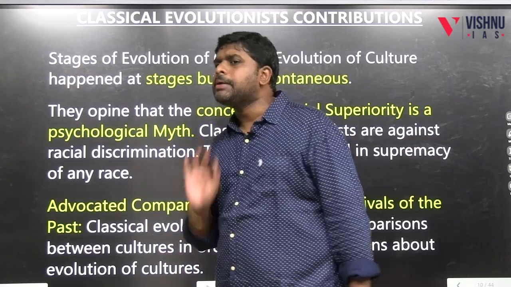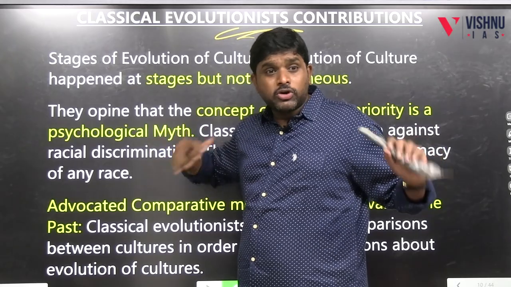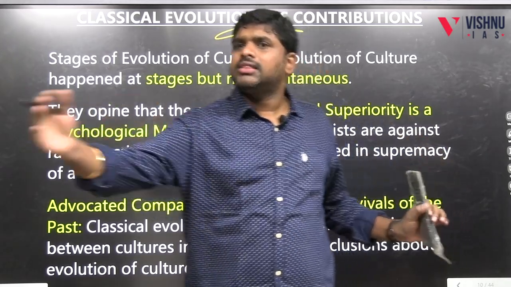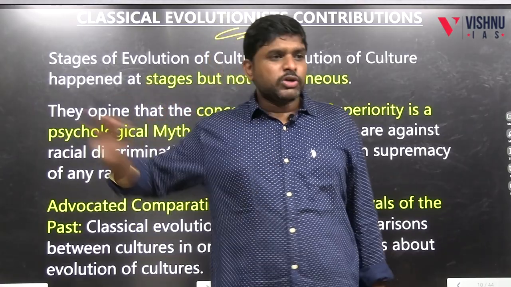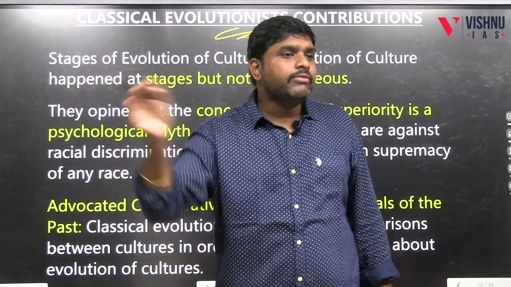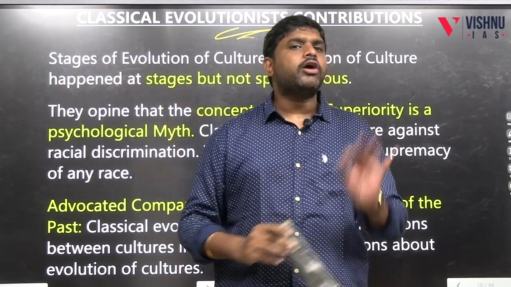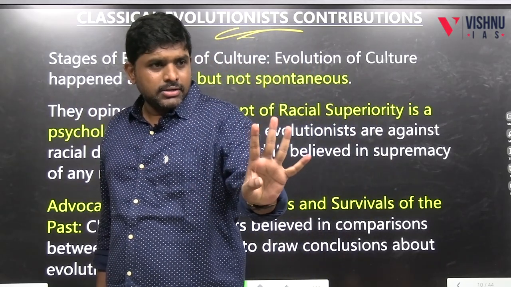Number one, these three people believe. Now about the school, not about individual, about the school. Why? Because first I am telling, Mahatma Gandhi is a socialist, Nehru is a socialist. You will get a question, what is socialism? So first I am telling what is socialism, first I am telling what is classical evolutionism, then I will tell individually how they believed in classical evolutionism. So what is classical evolutionism? Number one, these three people believed the same.